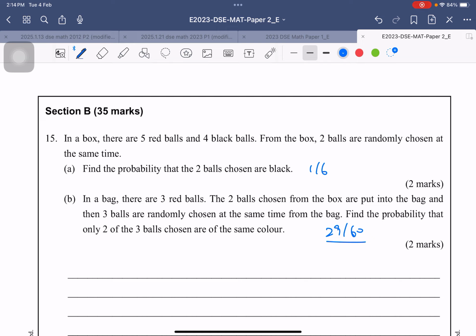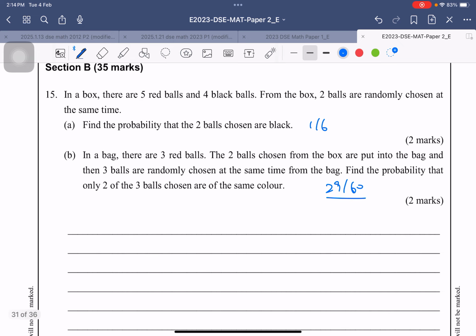Can all of you get 1/6? Yep. It's enough in DSE to get part A correct. If you don't know how to do part B, then do what I taught you: 1 minus it. Obviously it's wrong this time, but just try. Don't just leave it blank, okay? So let's think about how to do it.